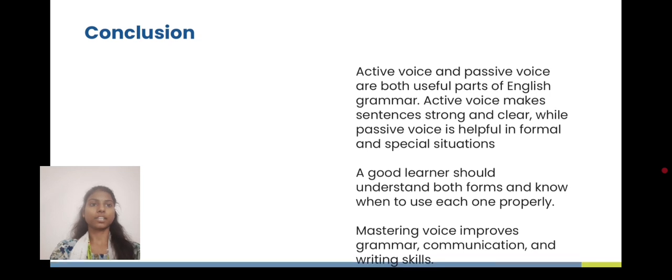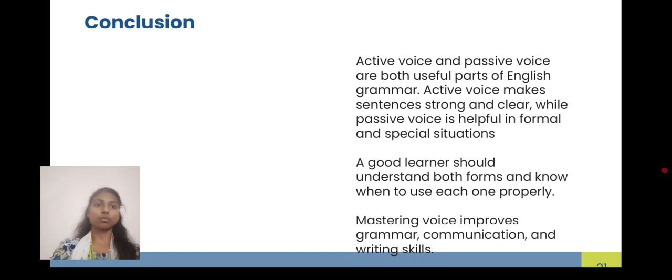Conclusion. Active voice and passive voice are both useful parts of English grammar. Active voice makes sentences strong and clear, while passive voice is helpful in formal and special situations. A good learner should understand both forms and know when to use each one properly. Mastering voice improves grammar, communication, and writing skills. Thank you.